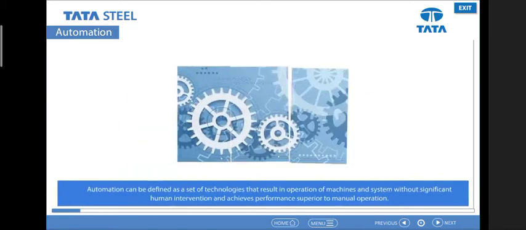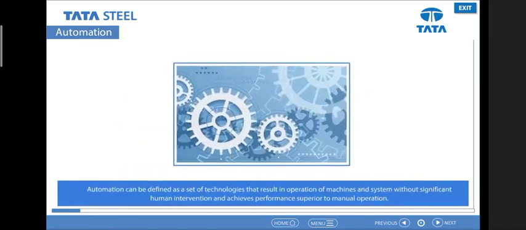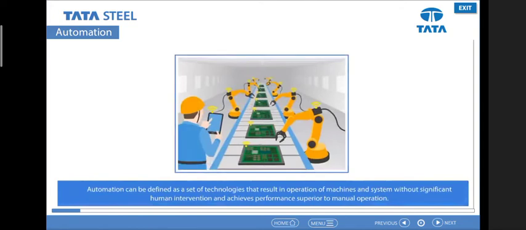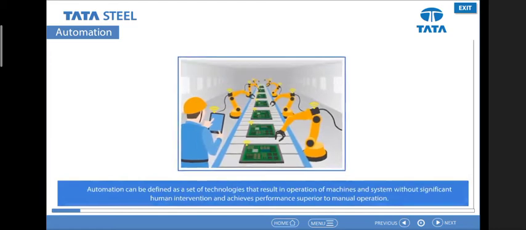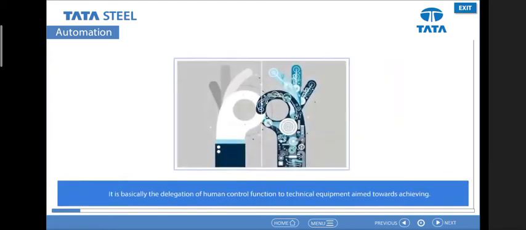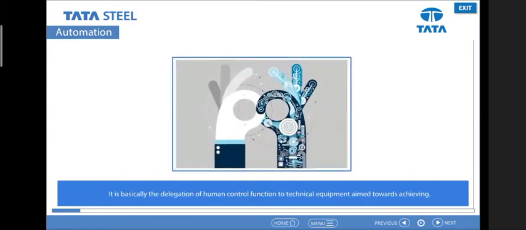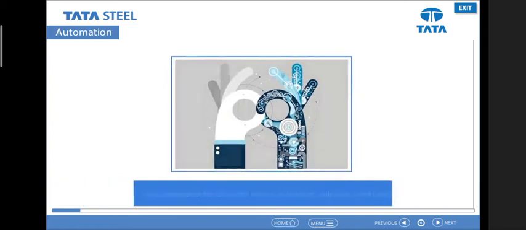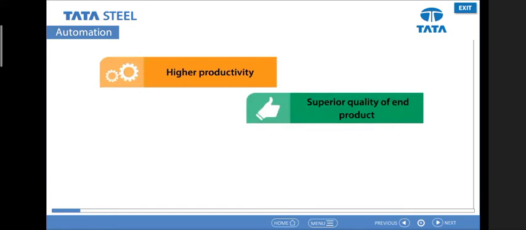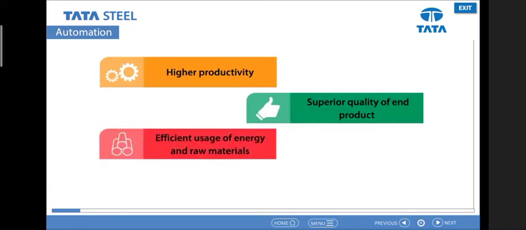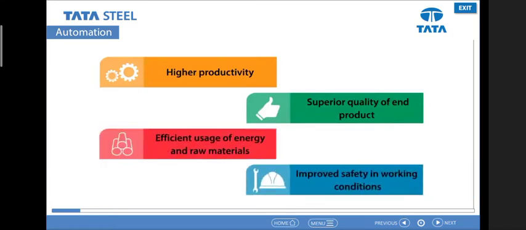Automation can be defined as a set of technologies that result in operation of machines and systems without significant human intervention and achieves performance superior to manual operation. It is basically the delegation of human control function to technical equipment aimed towards achieving higher productivity, superior quality of end product, efficient usage of energy and raw materials, improved safety in working conditions, etc.